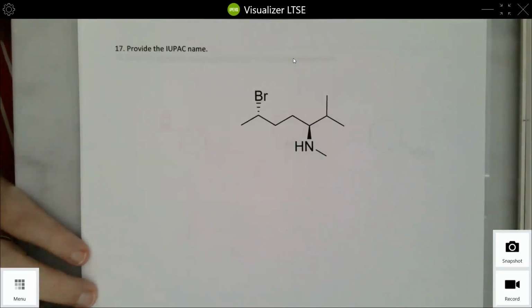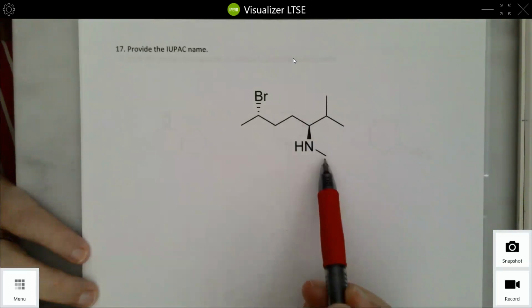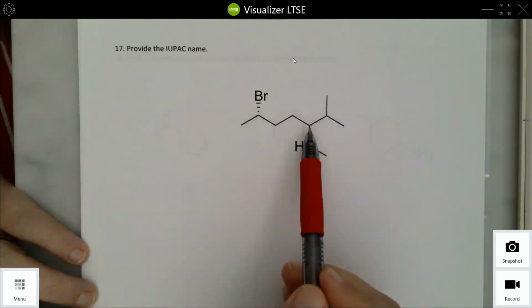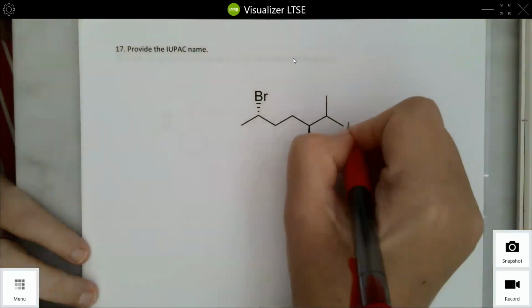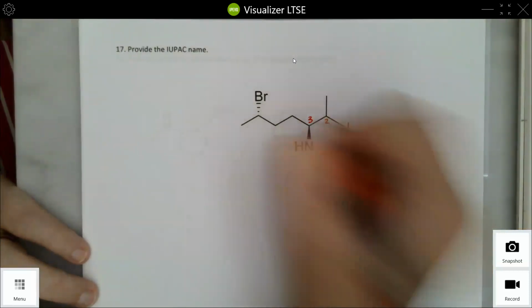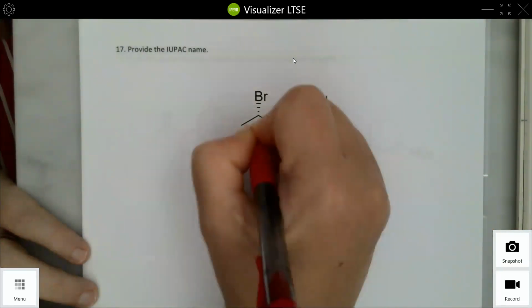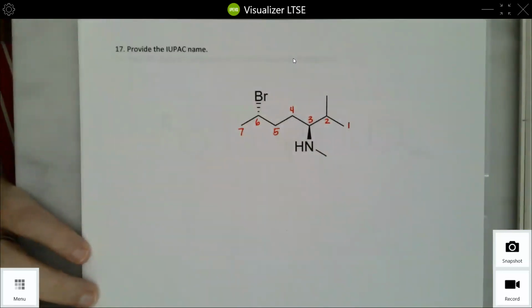Provide the IUPAC name for this amine. So we want the longest carbon chain that includes the carbon attached to the nitrogen. All right, so this is just one carbon. That's not going to be the longest carbon chain. It's clearly going to be up here. And we want to get to this with the lowest number possible, right? So we can think about possibly starting over here and getting to it by carbon number 3, which is faster than if we had started here and worked our way in the other direction.